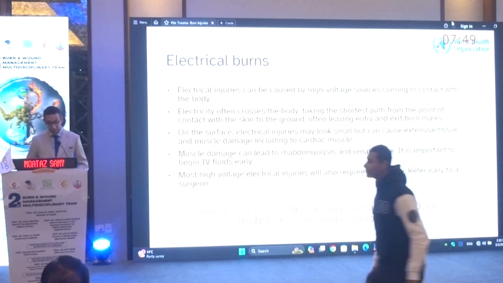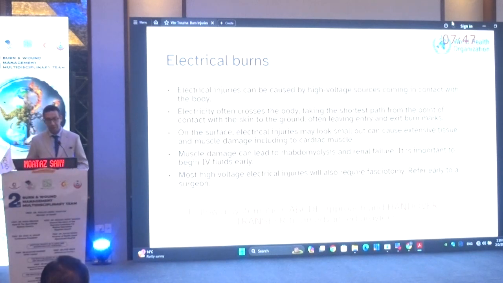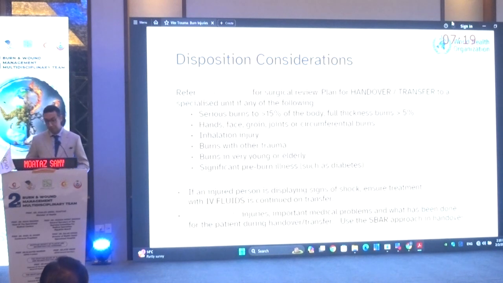Electrical injuries may look small but can cause extensive tissue and muscle damage, including cardiac muscle. We have to adjust the fluid in case of electrical burns. We give fluids by the Parkland formula at 4 milliliters, and we target urinary output of 1 to 1.5 milliliters per kg per hour until the urine is clear. Disposition considerations: all deep wounds go for surgical review at a specialized unit using the SPAR approach.